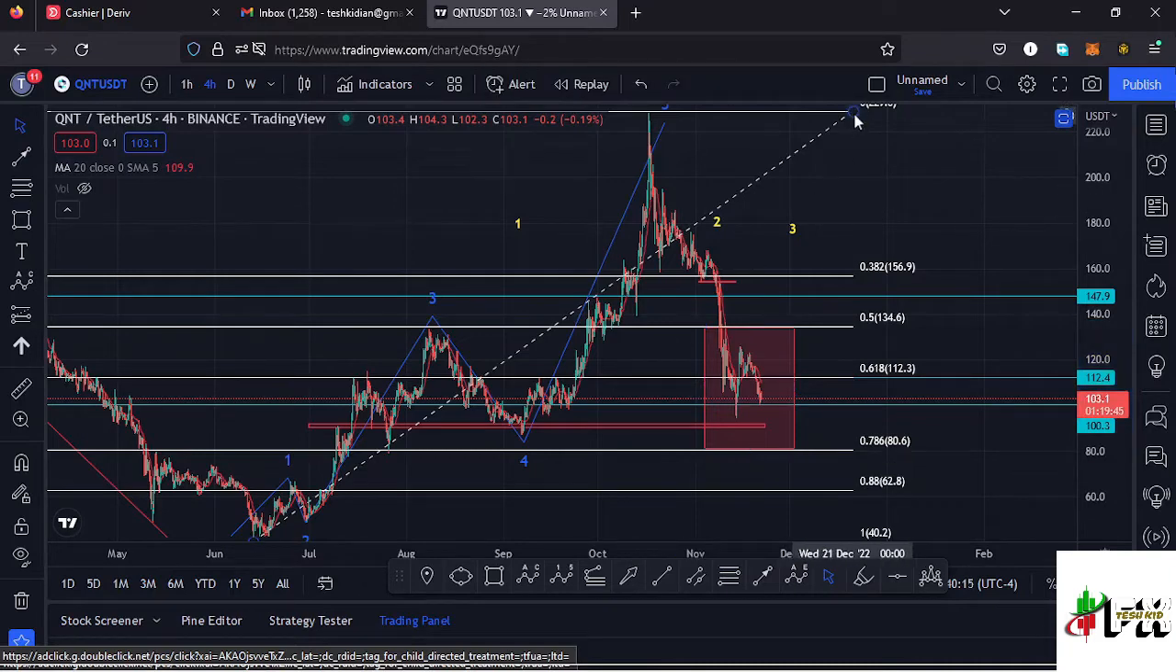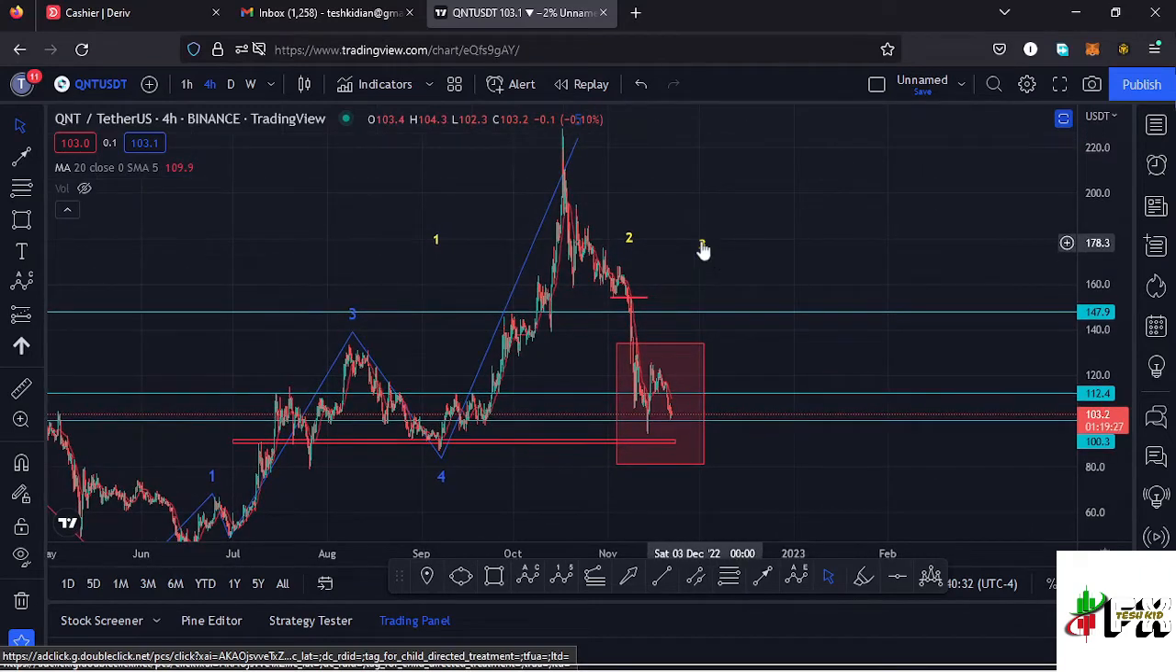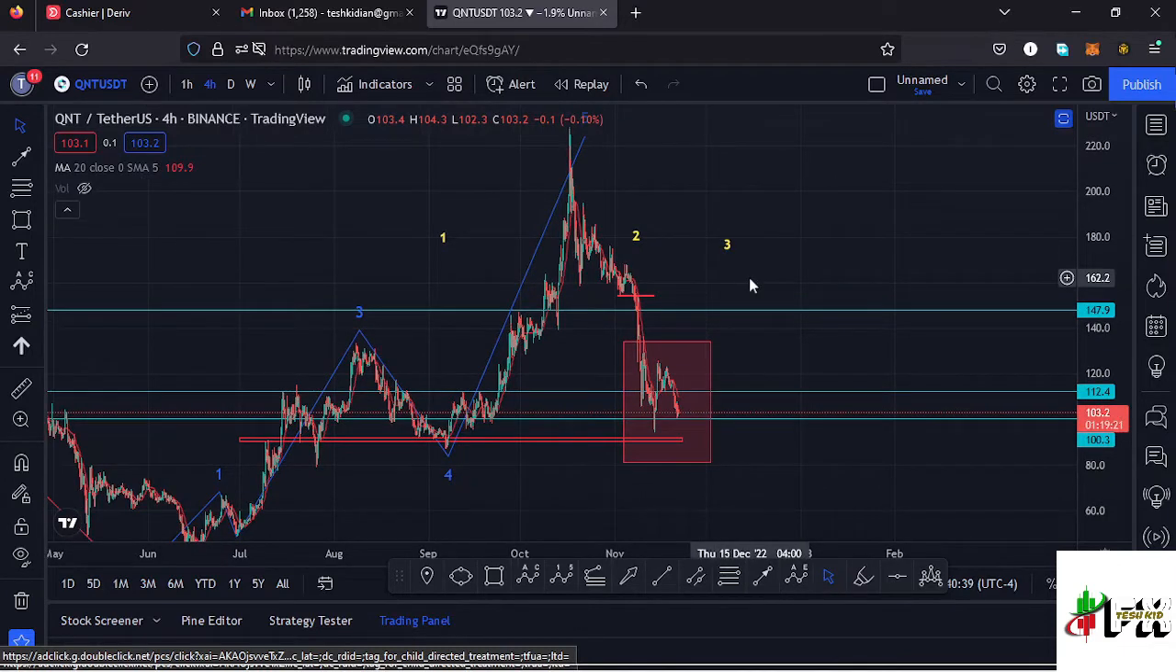Then removing the Fibonaccis after seeing the formation of a higher Elliott wave count 2, we might have seen the low of that higher Elliott wave count 2 that I have right here. There is a possibility that we might now be in the formation of a higher Elliott wave count 3, and that will only happen in case we see a reversal here on the Quant chart.